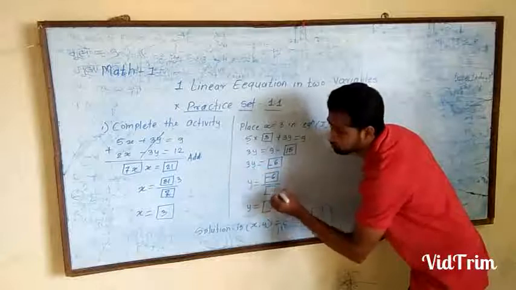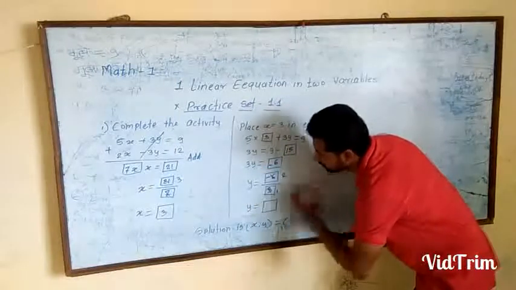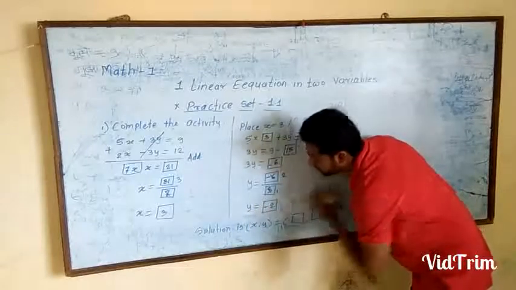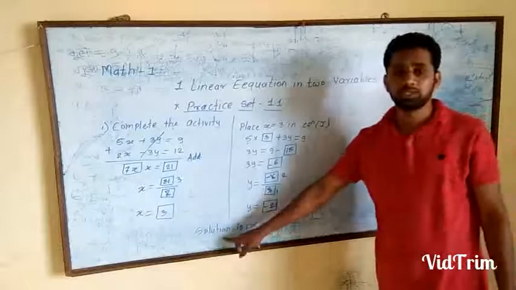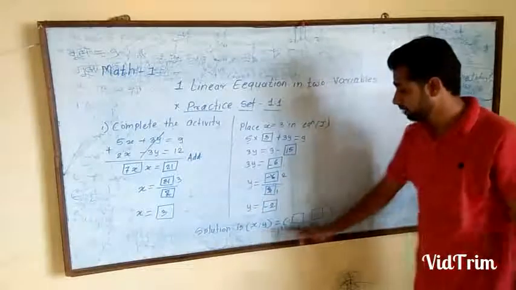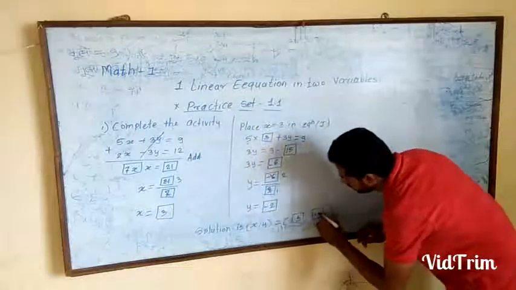This 3 is multiplied, so whenever it comes to the other side, it's divided. So 3 ones are 3, 3 twos are 6. The value of y is minus 2. And the solution, x and y: the x value is 3 and y's value is minus 2.